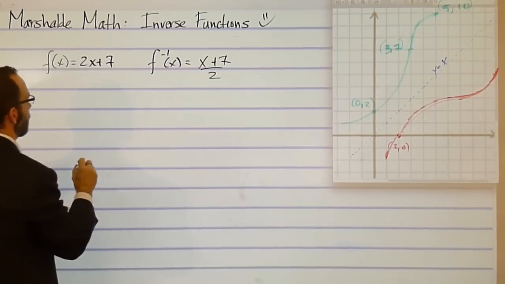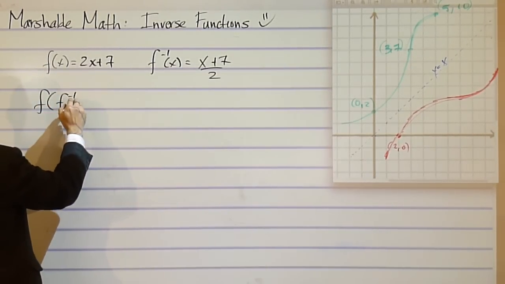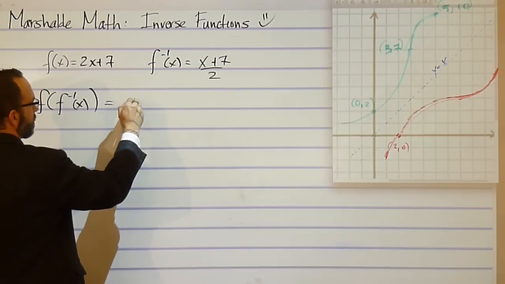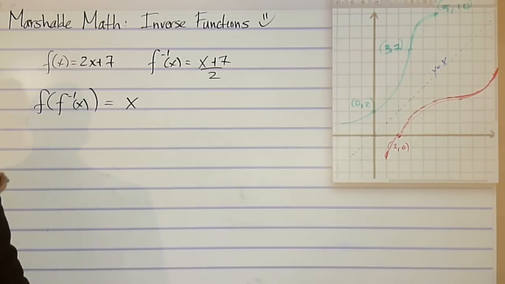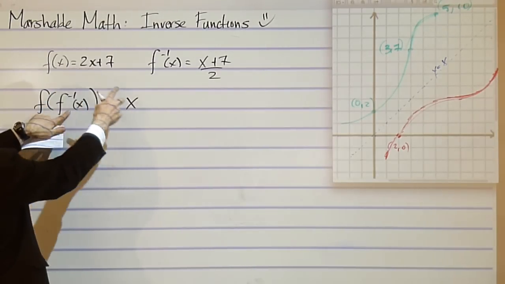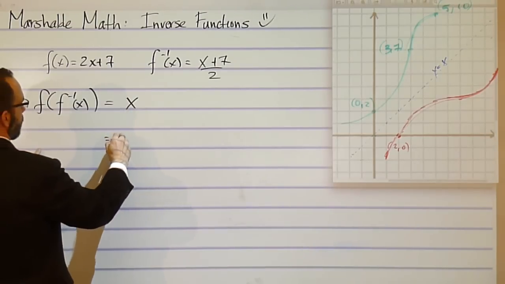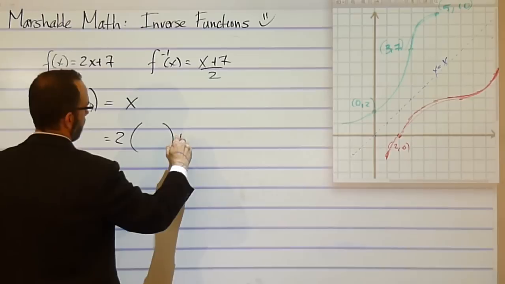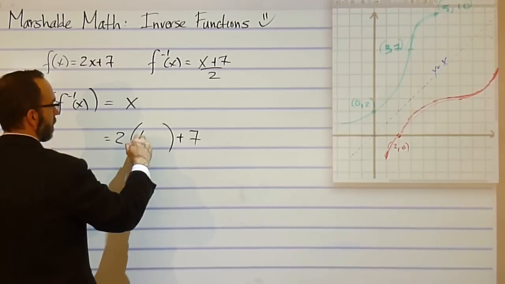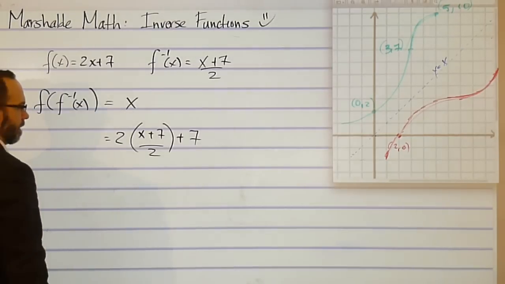If I do their composition, if I do f of f inverse of x, I should get out just my original value. So if I took f of x, or the inverse, and put it inside the original function, and I simplify it, I should just get x. So let's see this here. This is going to be 2 times a something plus 7. And what am I going to put in? I'm going to put in x plus 7 divided by 2, and I'm going to simplify that.